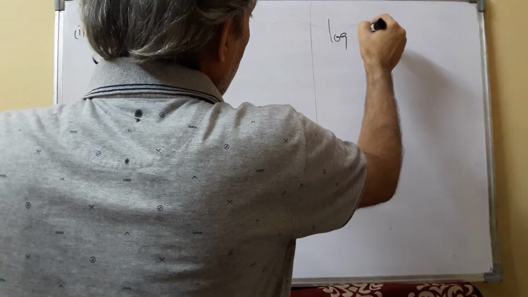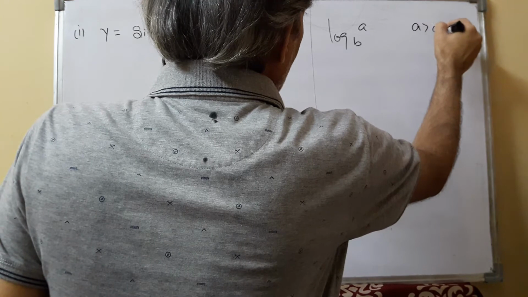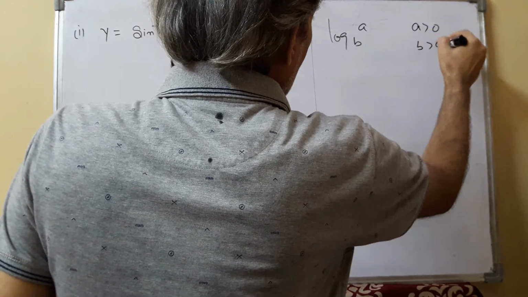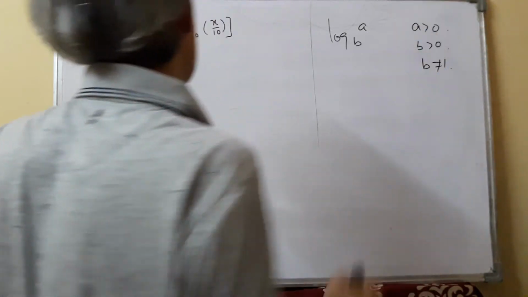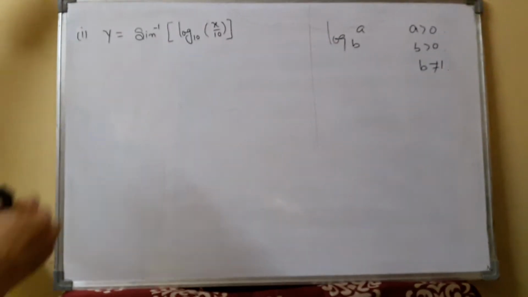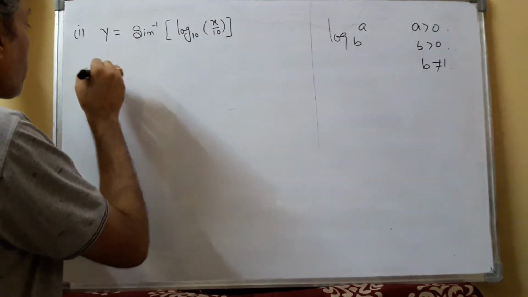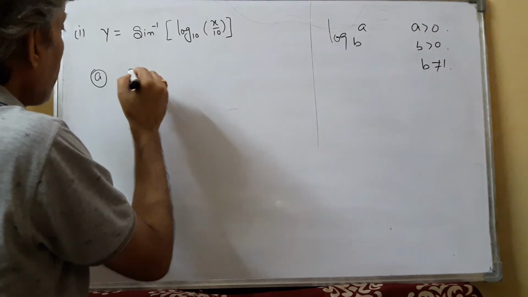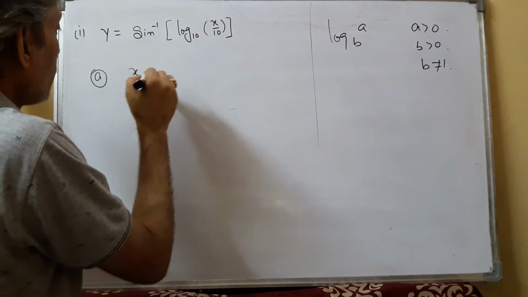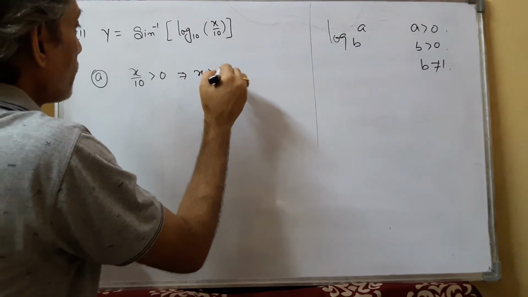For a logarithmic function, a should be more than 0, b should be more than 0, and b should not be equal to 1. These three things. So I am going to check these conditions here. What is a here? x upon 10. So x upon 10 should be more than 0. This implies x should be more than 0.